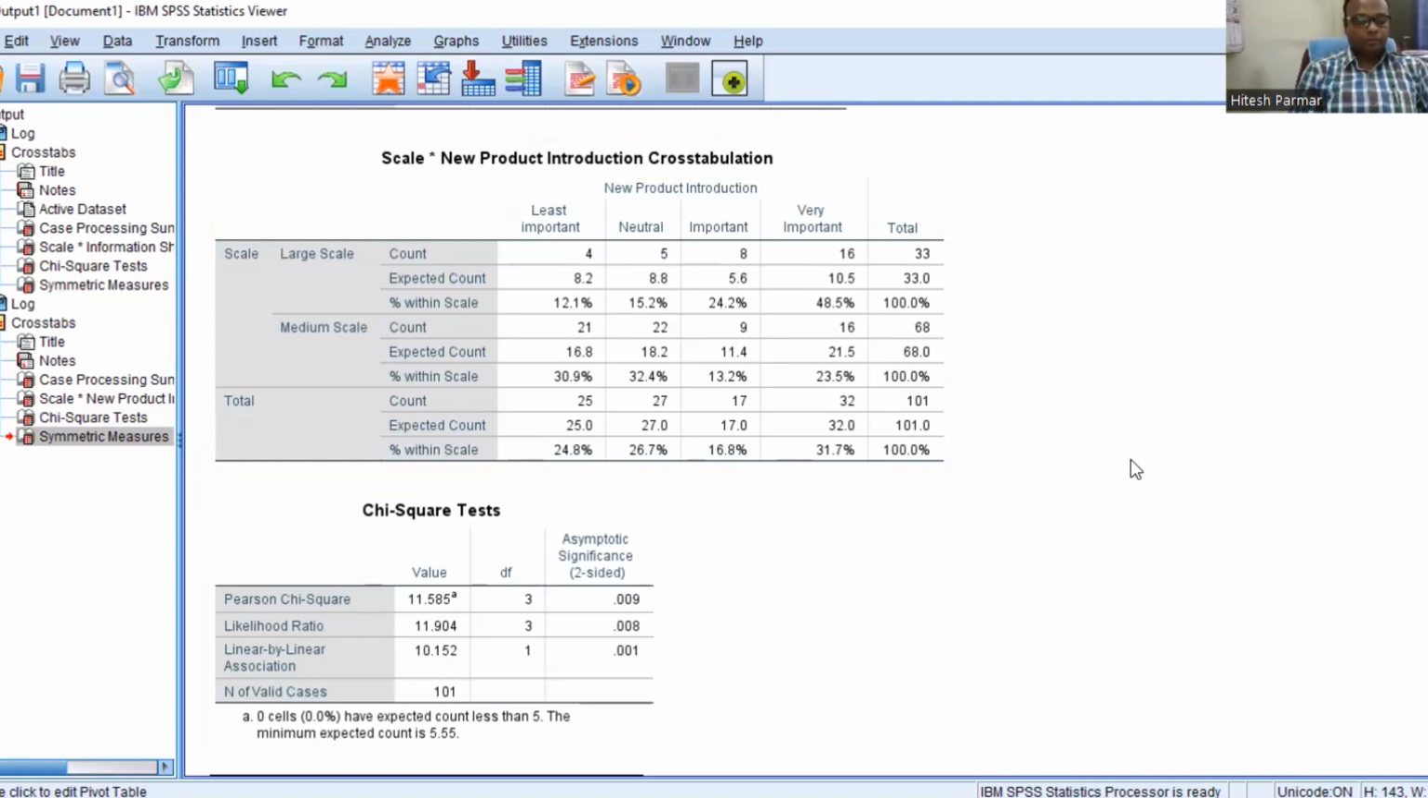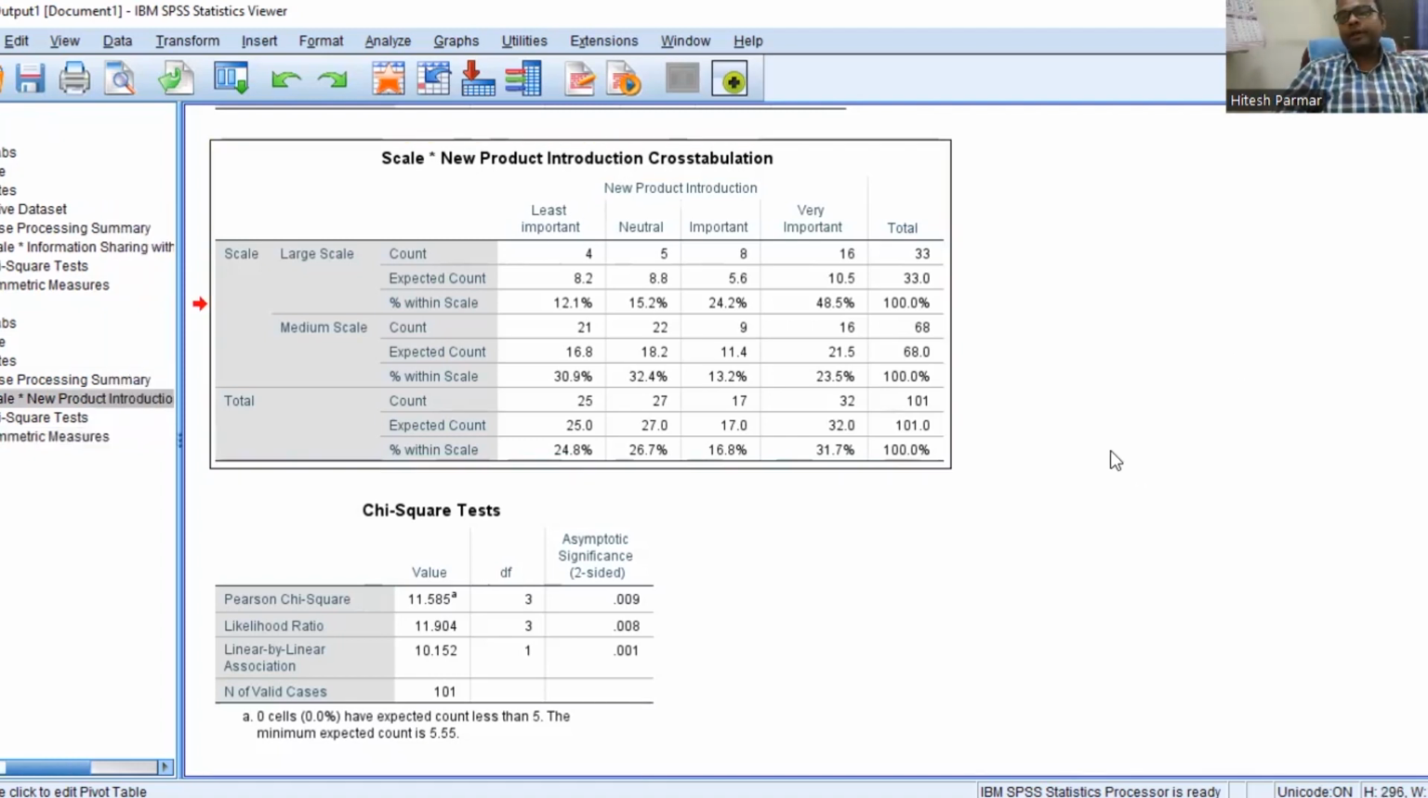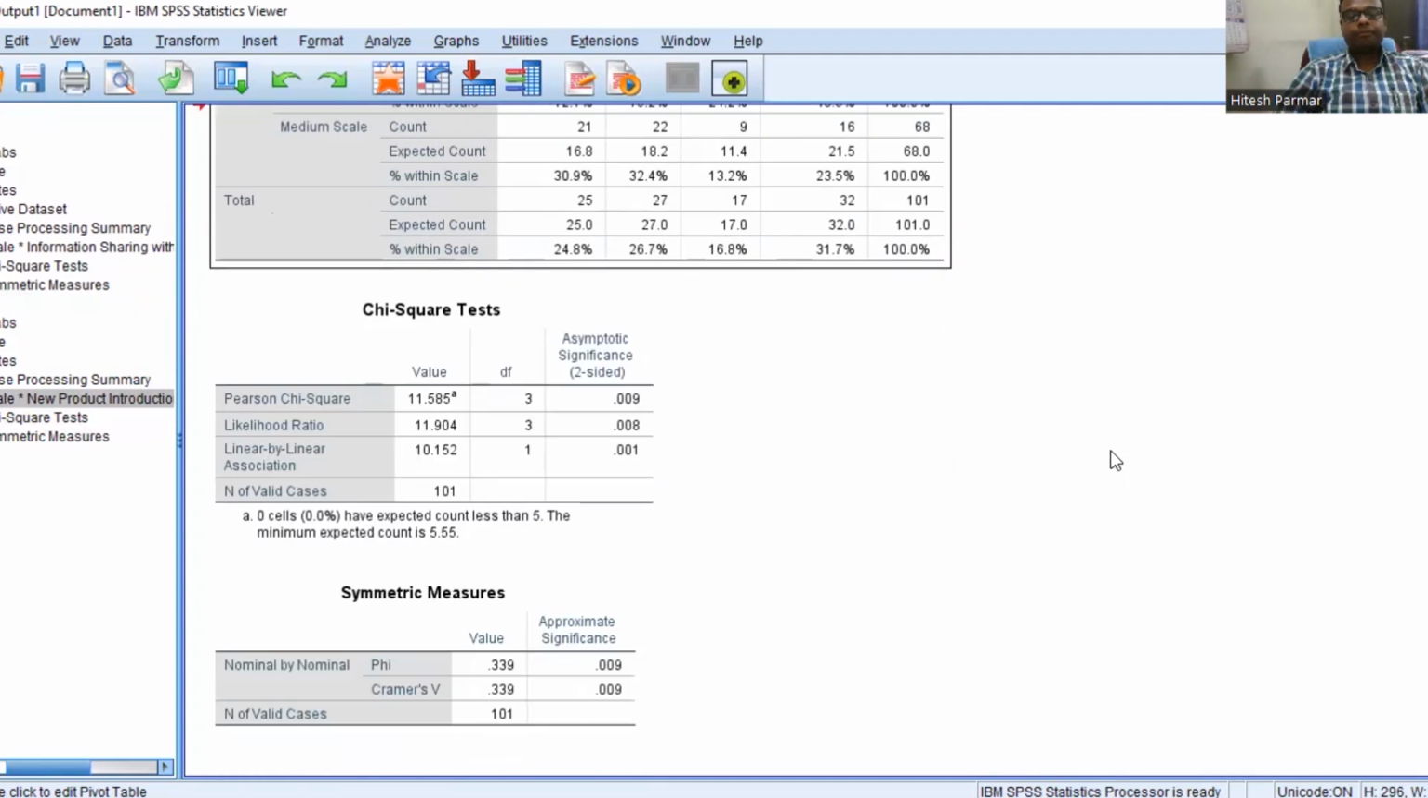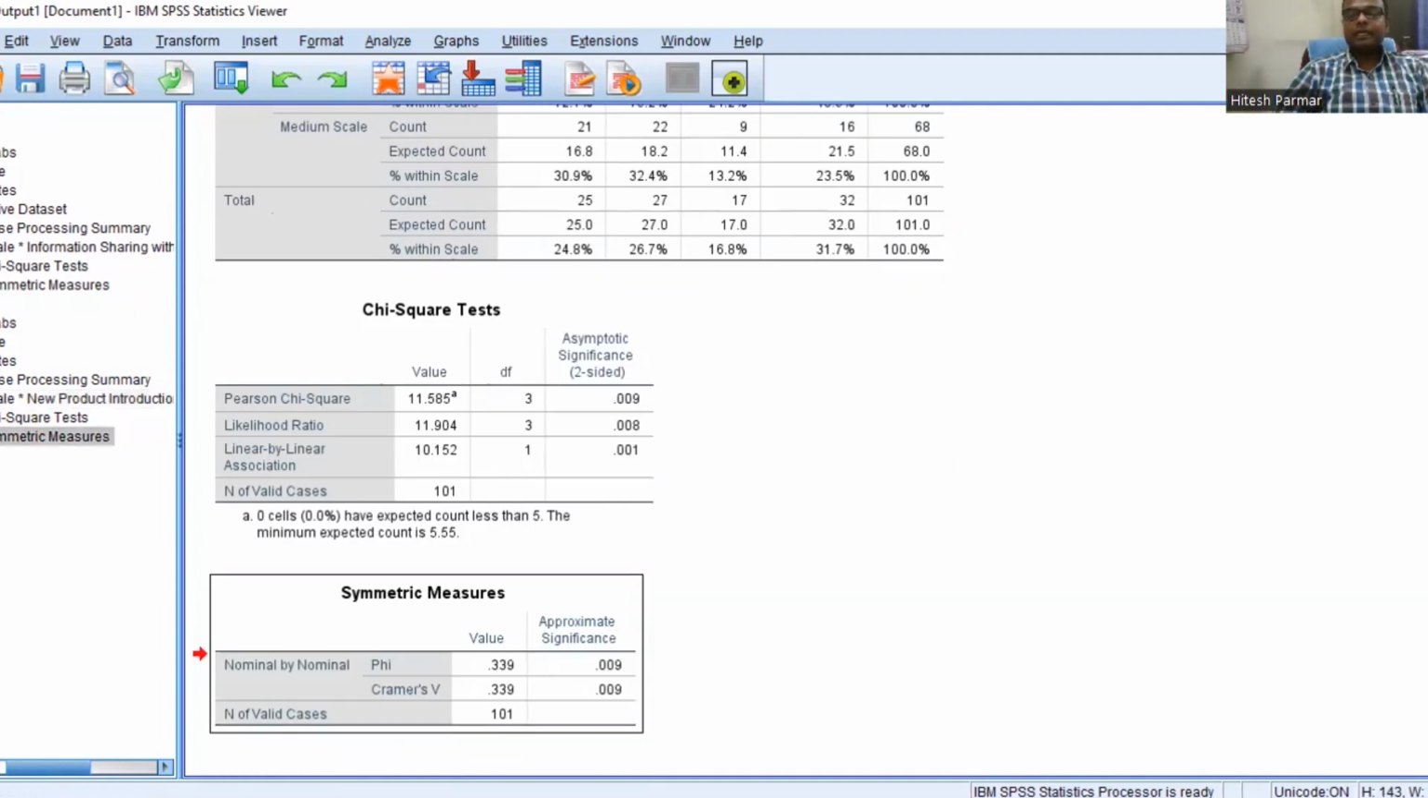And 72.7 for a large scale. And for medium scale, only 13.2 plus 23.5, only 36.7. So straightforward, you can write that large scale organizations are giving more importance to a variable called new product introduction. But the association is moderate. So this is how we can understand the chi-square test.